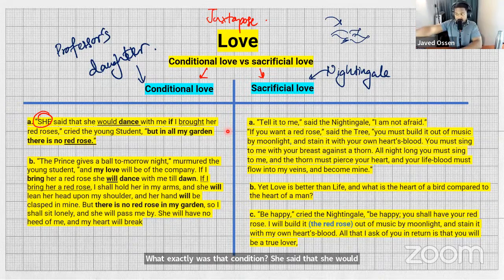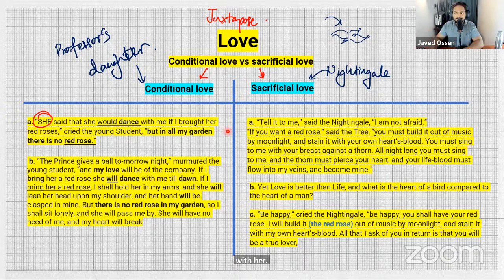The nightingale is going to sacrifice her life for the young student to get a red rose. She is going to sacrifice her life for a red rose because she wants the young student to get the red rose and give it to the professor's daughter and then dance with her. She thinks that the young student is a true lover.